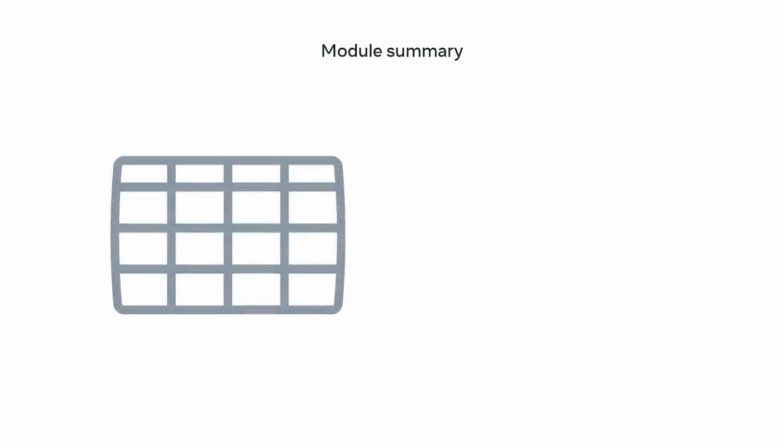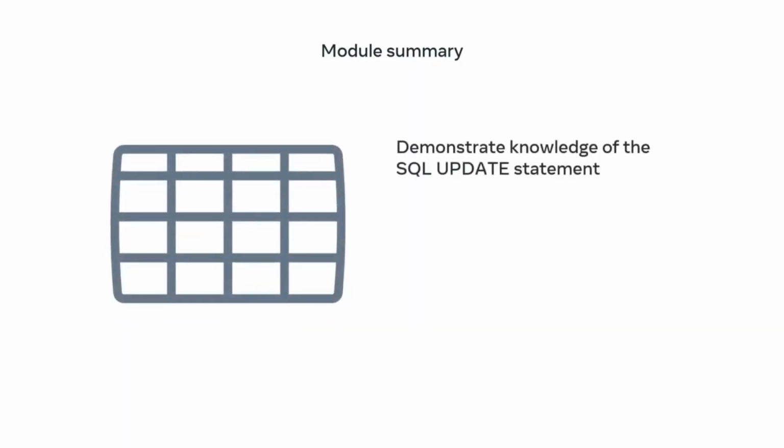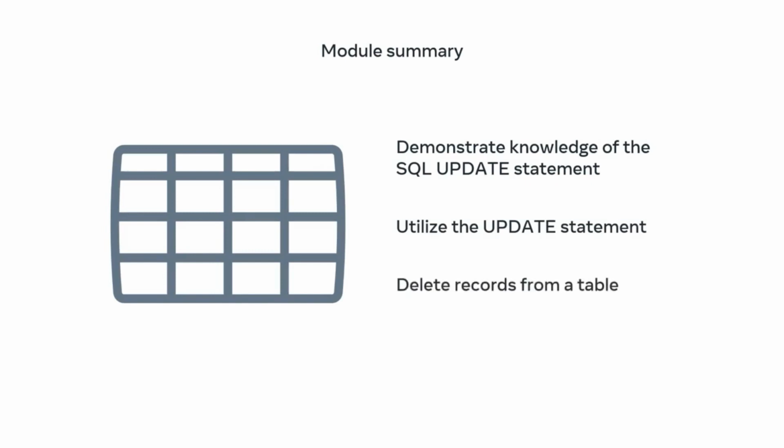You then moved on to the final lesson, in which you explored how to update and delete data. Having completed this lesson, you can now demonstrate knowledge of the SQL update statement, and utilize the update statement to update both single and multiple field values of a record. Finally, you also proved your abilities with these new skills by completing an exercise in which you deleted records from a table. You're now familiar with the create, read, update, and delete operations. You're also skilled in the use of SQL data types. Great work. You're making good progress on your learning journey.